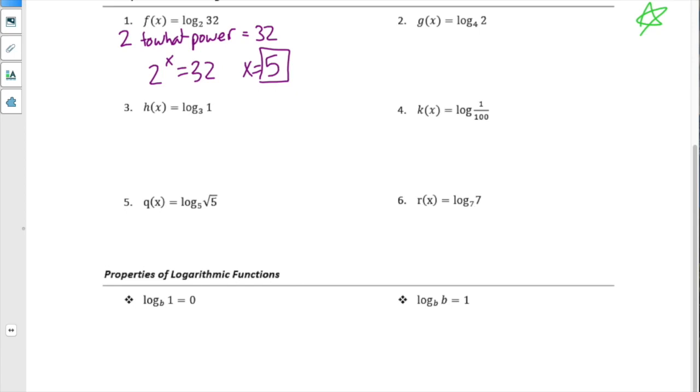Over here, log base 4 of 2 says 4 to what power equals 2. And that's a little tricky, right? How do I do that? There's lots of ways.